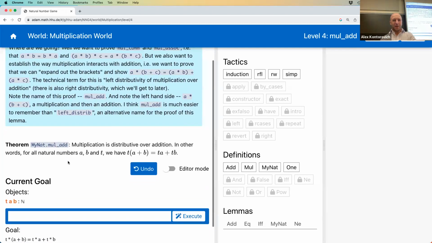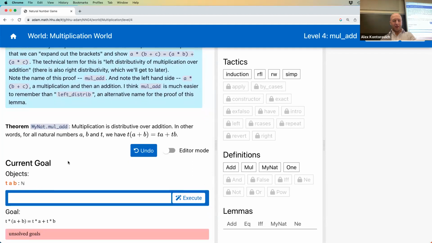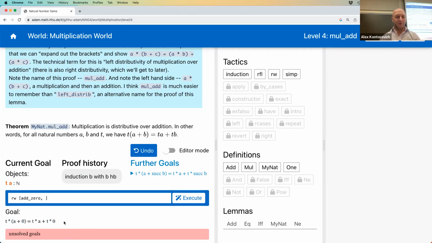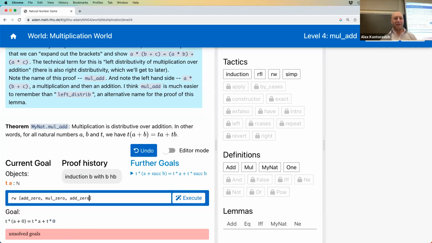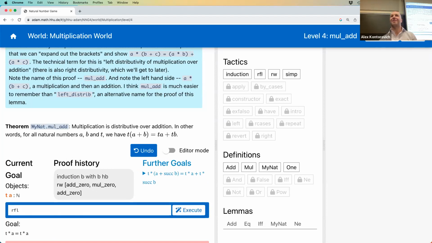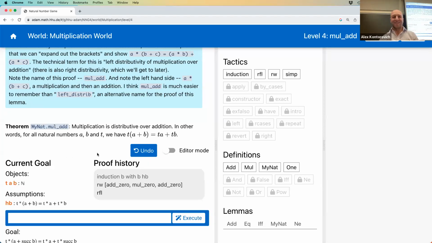We could do induction. Is there something slicker we could do than induction? I'm not sure there is. Let's just do induction. Sure. Okay, what am I going to do with this? Add 0 will clear that 0, make it t times a. Mul 0 will make this thing 0, and then add 0 will clear that. So that should get us down to rfl. I have no clue what happened. Should I go back?